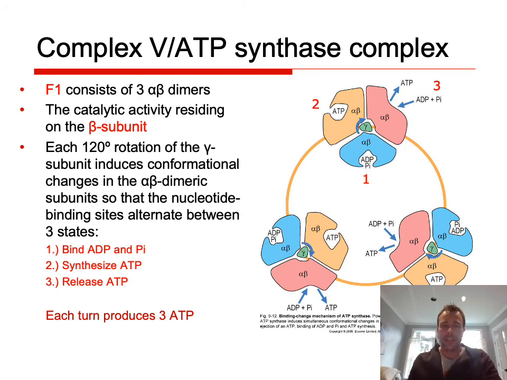The F1 actually consists of 3 alpha-beta dimers. So the catalytic activity resides on the beta subunit. Each 120-degree rotation of the gamma subunit introduces a conformational change in the alpha-beta dimeric subunits so that the nucleotide binding sites alternate between 3 states. The first one, it binds ADP plus phosphate. The second one, it synthesizes ATP. And the third one, it releases ATP. So each full turn produces 3 ATP molecules.